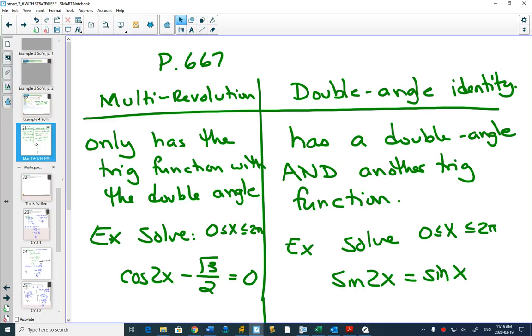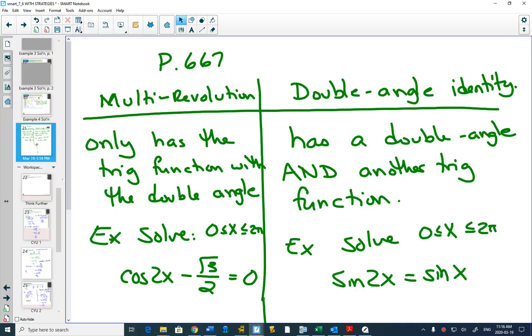Next, we did multi-revolution questions already if you had a 2 theta or a 3 theta, but sometimes you'll want to use your double angle identity to solve instead of multi-revolution. So the purpose of these notes is to try to determine when we should still do it as a multi-revolution question that we've done already, and when we should use a double angle identity to help us solve it.